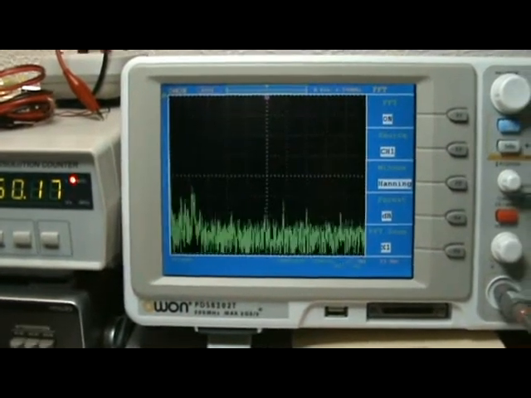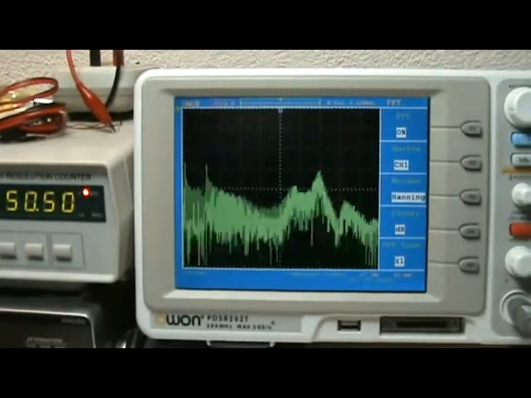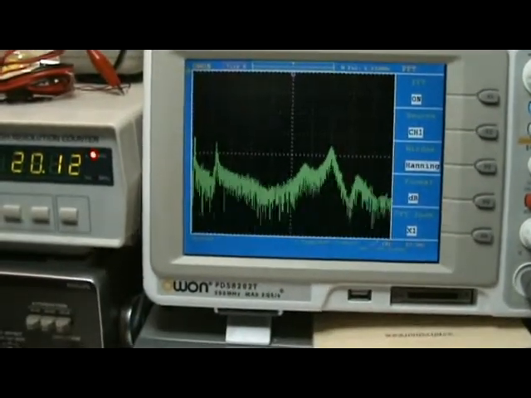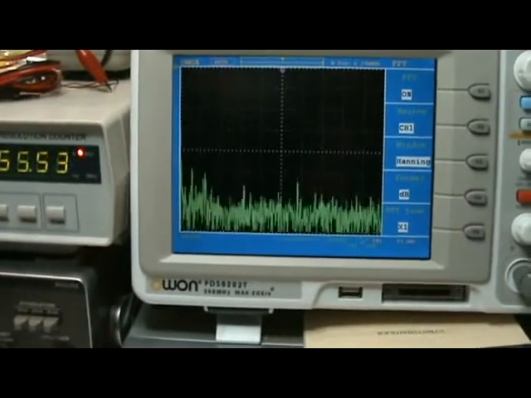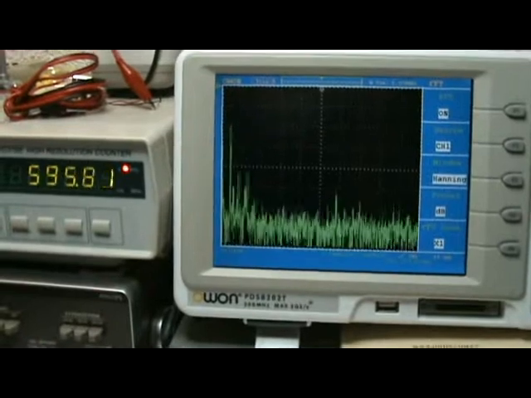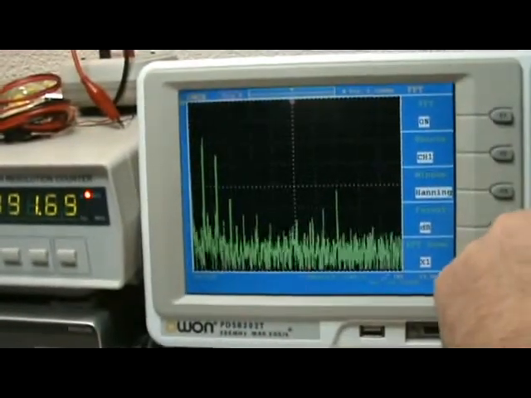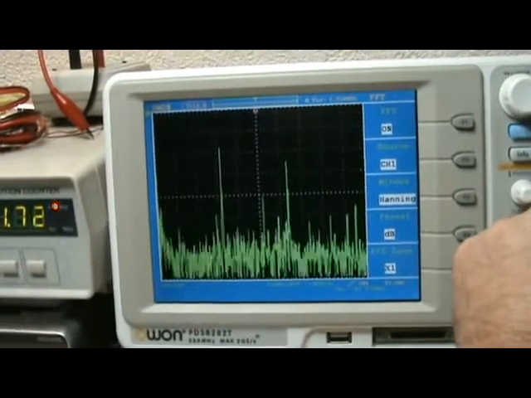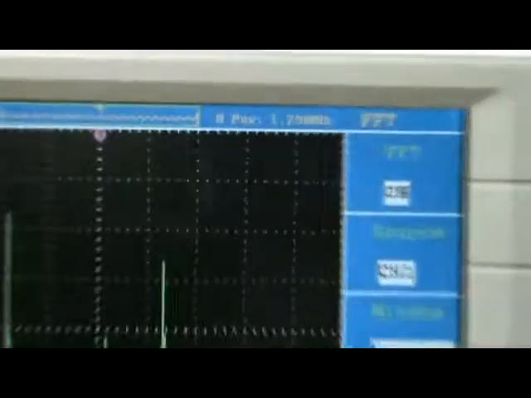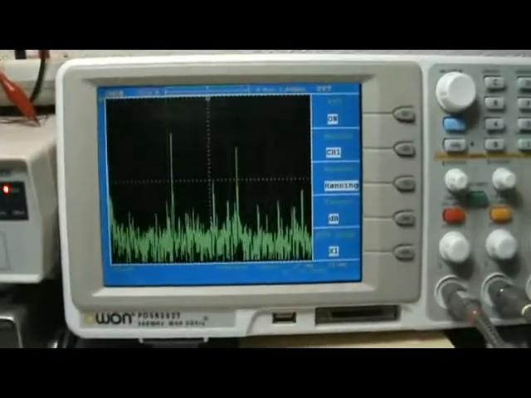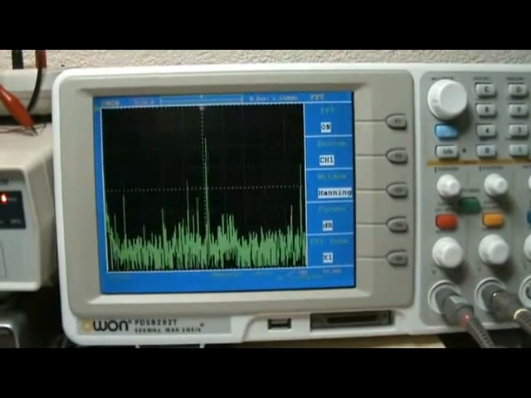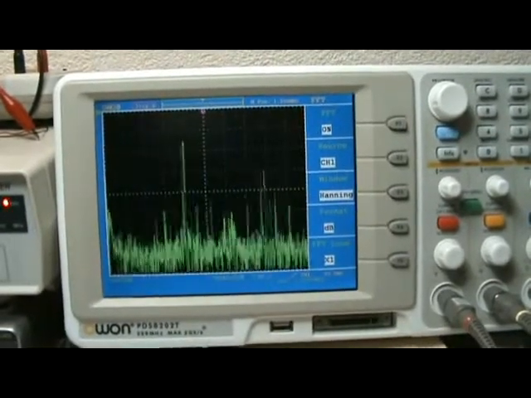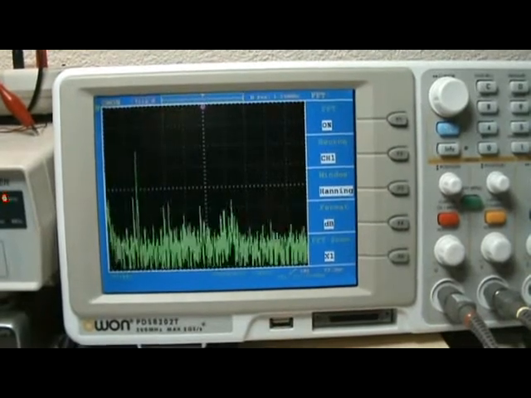I'm switched to square again, and there we have this nice 8 megahertz peak. Okay, switching to sine wave, going up in frequency again. So I will switch now to a lower frequency range. I am in 1.25 megahertz in the center. And we see here some steady peaks, which are not moving when I change the frequency.